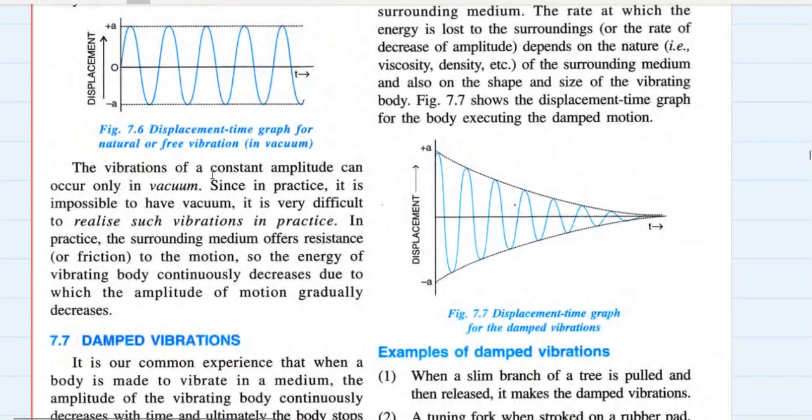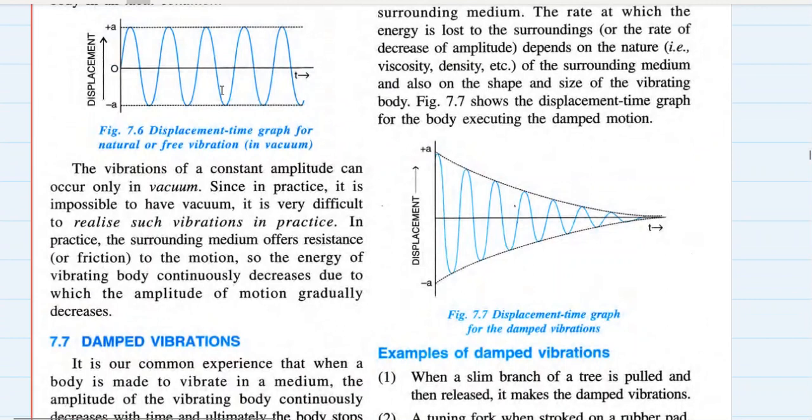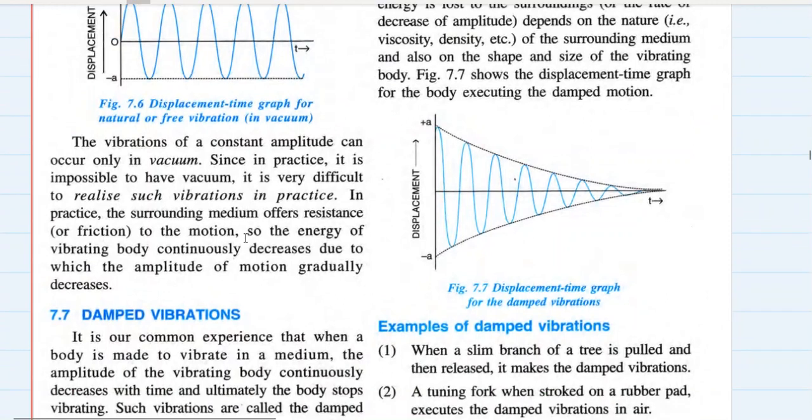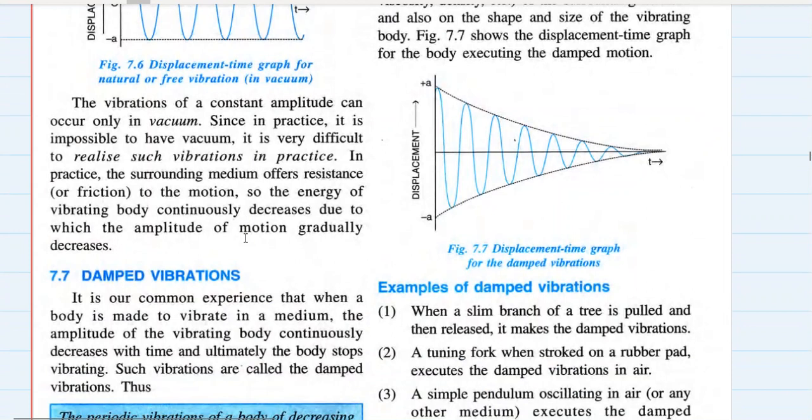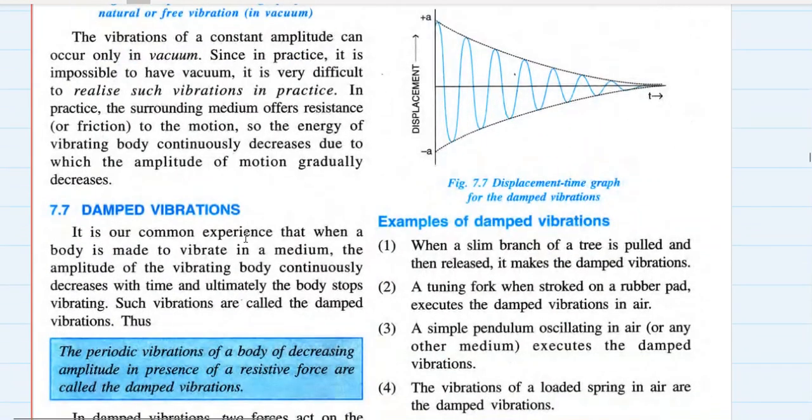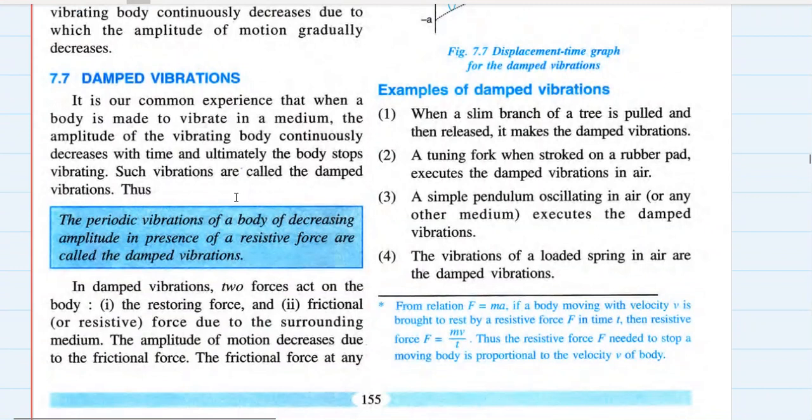The vibrations of a constant amplitude, as you can see here the amplitude is constant throughout time, can only occur in vacuum. Since in practice it is impossible to have vacuum, it is very difficult to realize such vibrations in practice. In practice, the surrounding medium offers resistance or friction to the motion, so the energy of the vibrating body continuously decreases, due to which the amplitude of motion gradually decreases. And hence, we have to study damped vibrations. Damped vibrations are the vibrations occurring in real practice, real life. Not ideal condition, but real life.